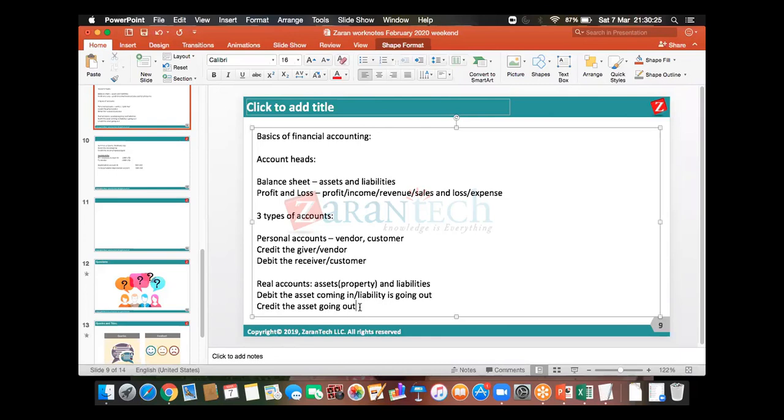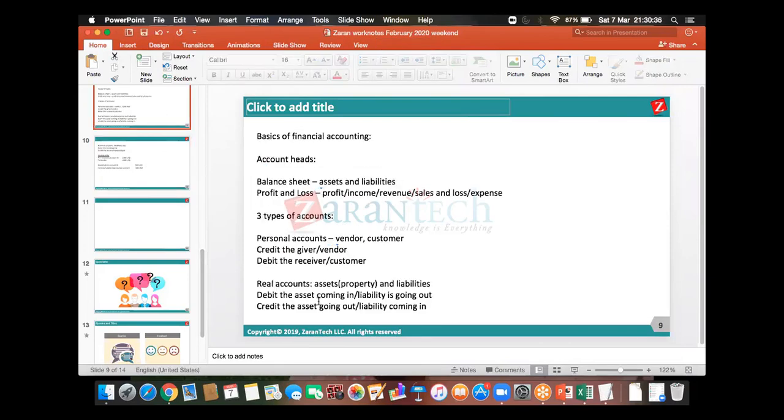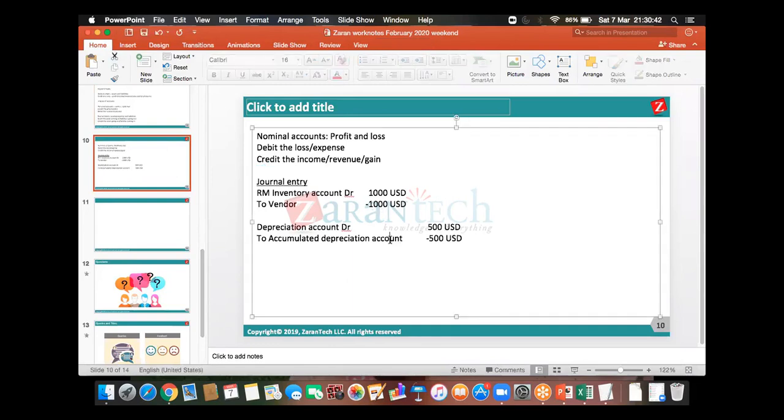Credit, the asset going out, or liability coming in. So here, in this case, you are creating the liability. That's the reason why liability is coming in. So credit it. The accumulated depreciation GL account has to be credited here. Okay, got it everyone? Able to understand?